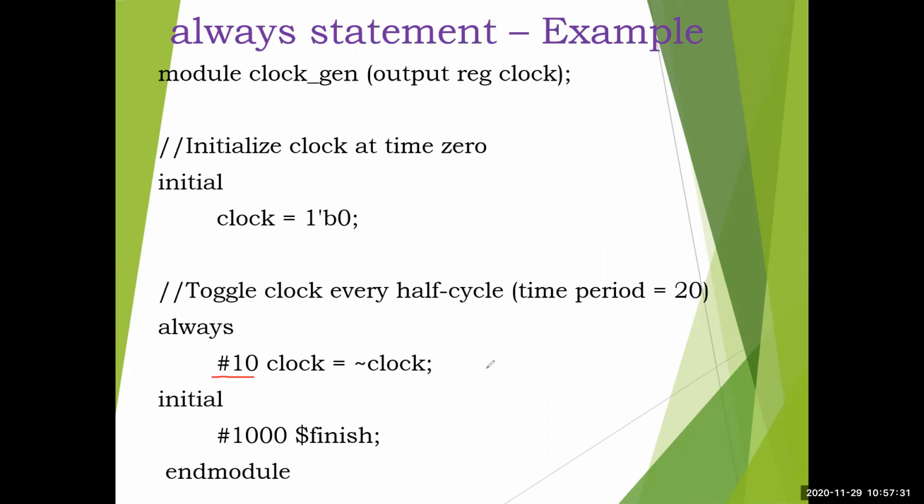Okay, initially it was 0, after 10 it will become high, and after 10 it will toggle again from 1 to 0. Like this it will repeat continuously. And this time period is 20, 10 plus 10, on and off time, called 1 period. And $finish at 100 we have given, right? So only at that time it will finish. It executes for that much time, after that it will finish, otherwise it will continuously run. So this is the idea of always.